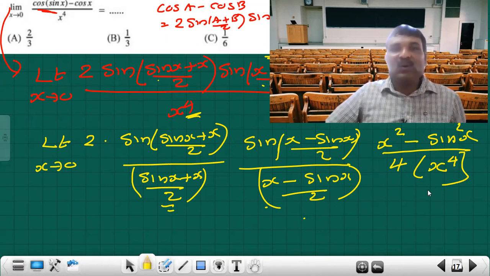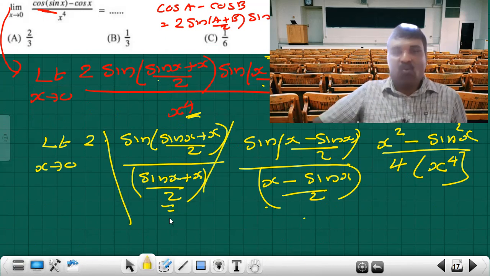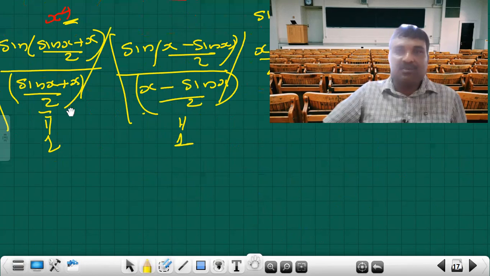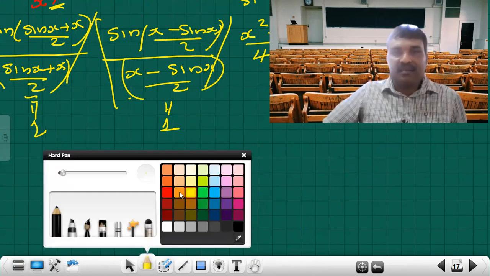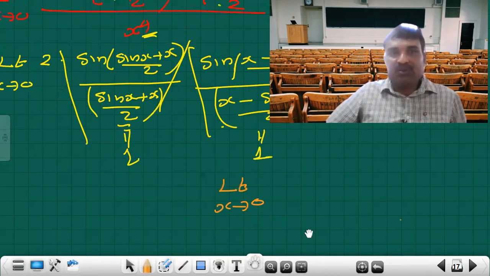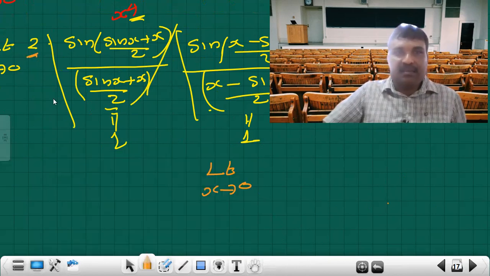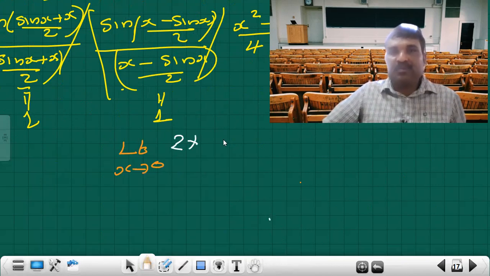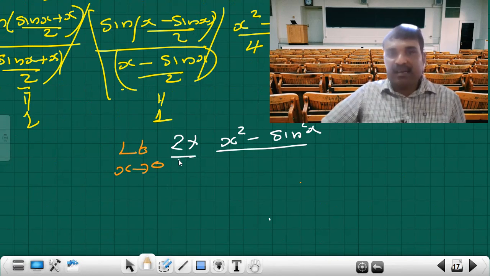Okay. Now what happens? The value of this limit is 1. The value of this limit also is equal to 1, right? Now the limit is reduced to limit x tends to 0. Here there is a 2, right? A 2 is here, right? So that 2 we are writing here. 2 into x square minus sine square x divided by 4x raised to 4. 4 I am writing here, divided by x raised to 4.